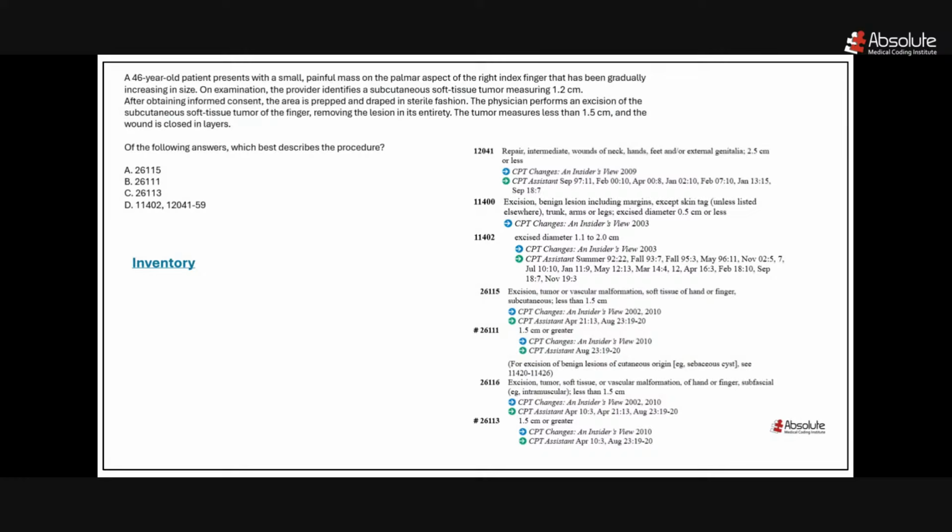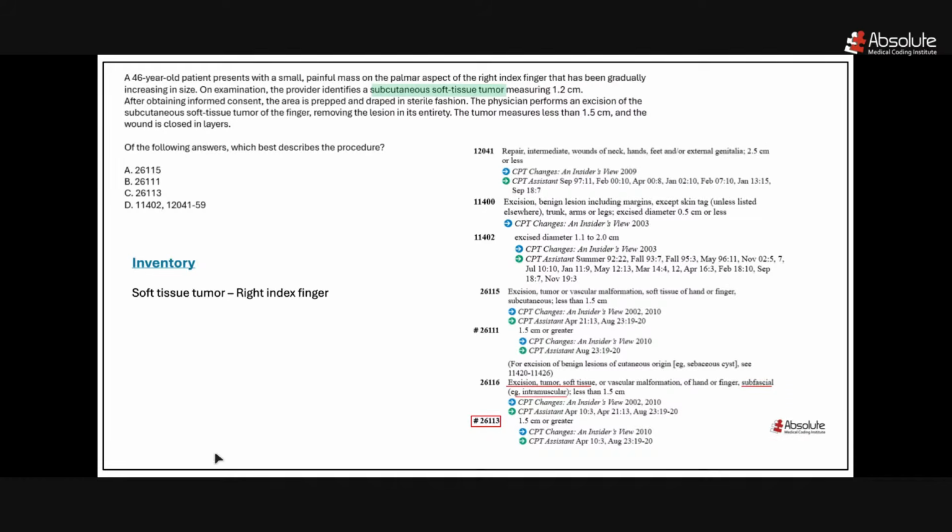Okay, this is what we have here in the inventory. We have a soft tissue tumor, right index finger, and 26113 is coding for excision of a tumor of soft tissue or vascular malformation of the hand or finger, subfascial, right? Okay, yeah, that is for a subfascial excision. And coders, we have a soft tissue tumor of subcutaneous origin.